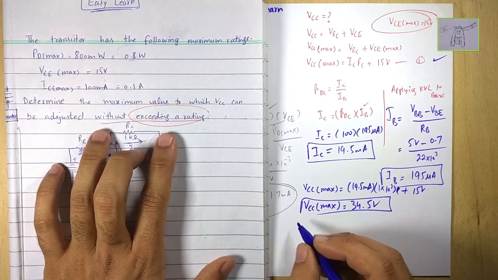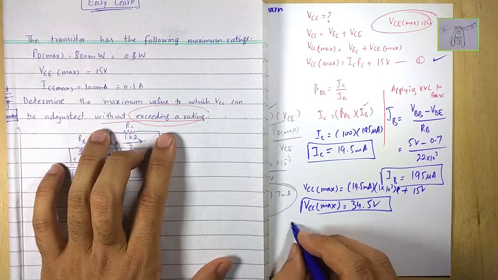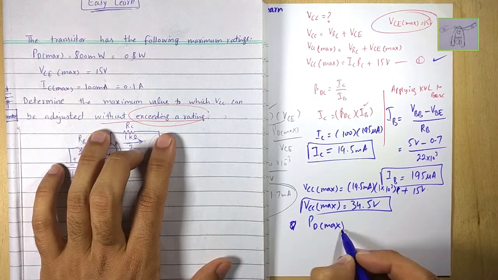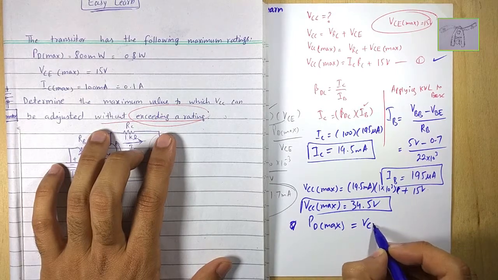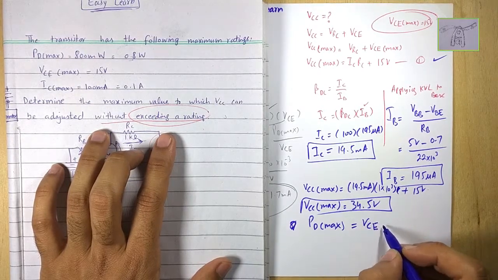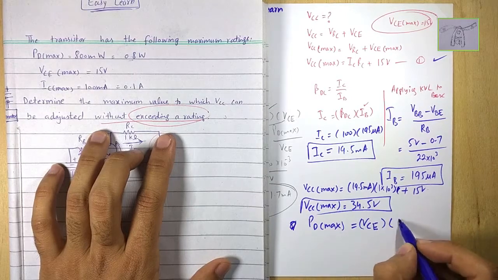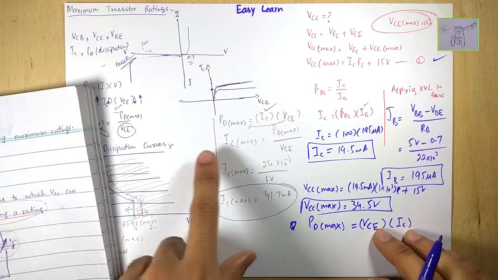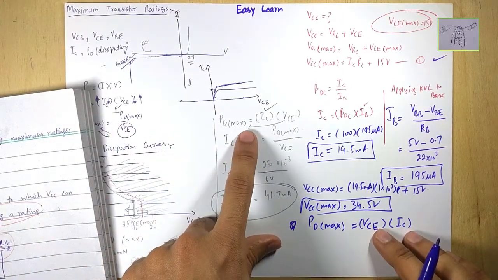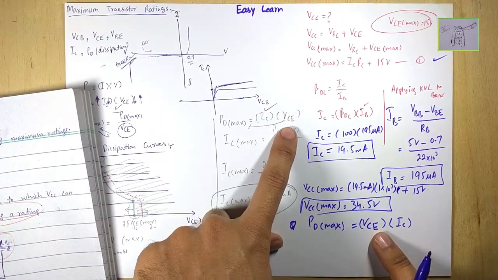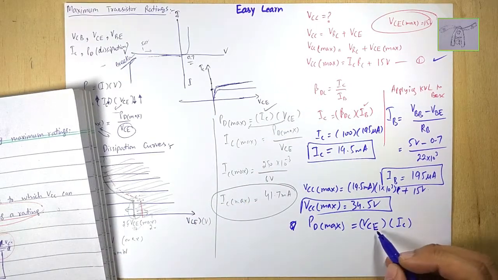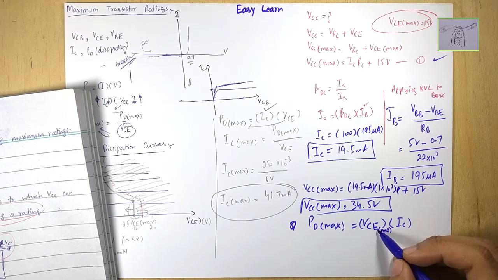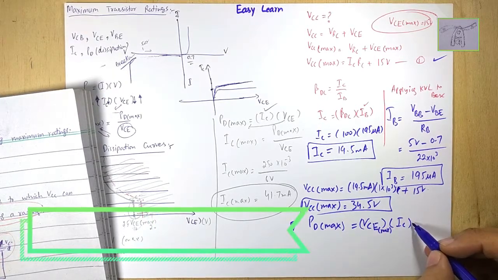How can we calculate this? Simply with the power rating formula. A very simple formula: power dissipation maximum equals VCE into IC. This is the formula I use. Power dissipation maximum equals IC into VCE. Here VCE is maximum. We can use one term as maximum, and definitely the second one is the minimum.